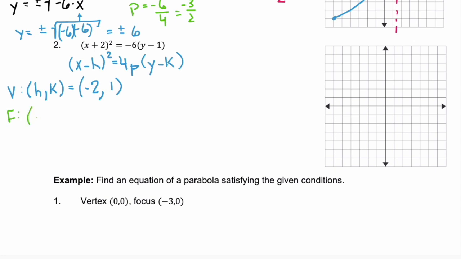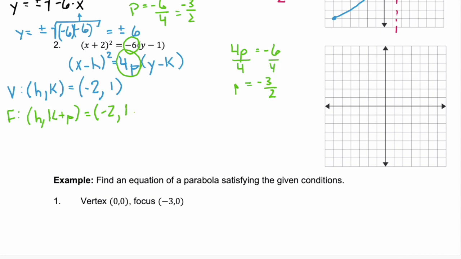Our focus is the point h, k plus p. Well, we know h, that's -2, but we don't know p. So we need to find p. 4p is equal to -6 for our equation. So divide by 4. That's funny, this is the same value we got for the one above. p equals -3/2. So here, k plus p of -3/2, and we need to simplify this. And that would be a point of -2, negative 1/2, right? Because we have 1 plus a negative 1/2.